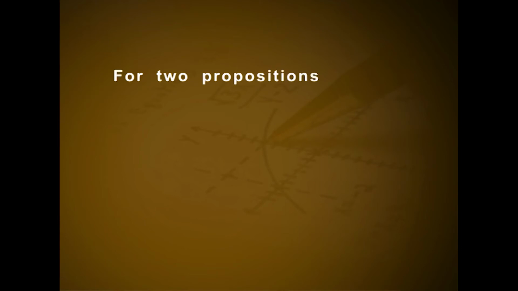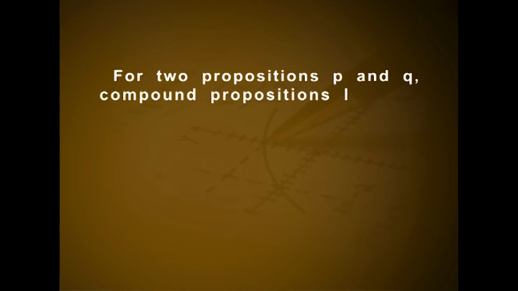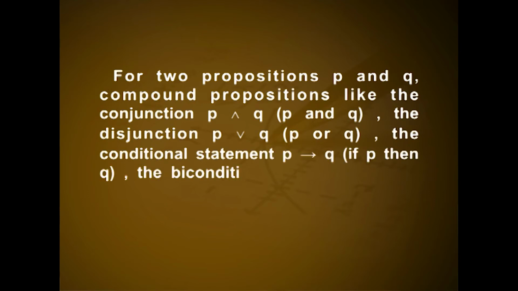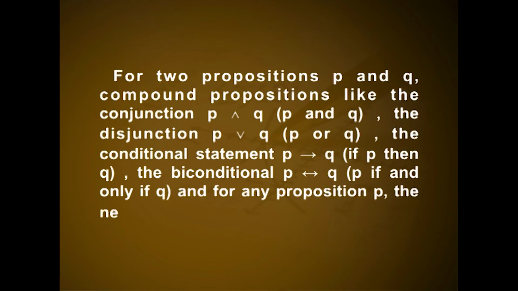For two propositions P and Q, compound propositions like the conjunction P and Q, the disjunction P or Q, the conditional statement if P then Q, the biconditional P if and only if Q, and for any proposition P, the negation not P etc. can be formed. Usually, the truth value of a compound proposition corresponding to the truth values of the simple propositions contained in it, called atomic statements, are represented by truth tables.